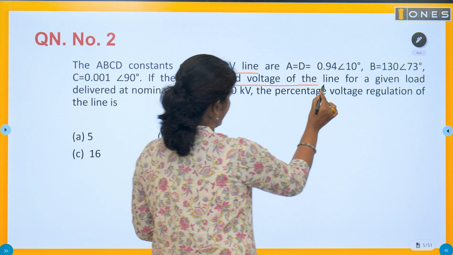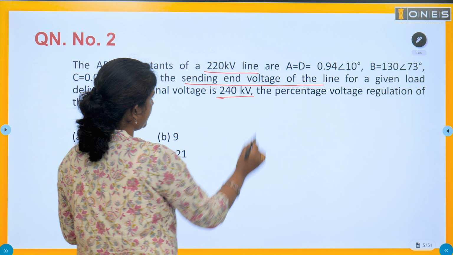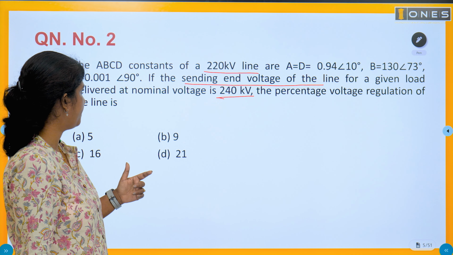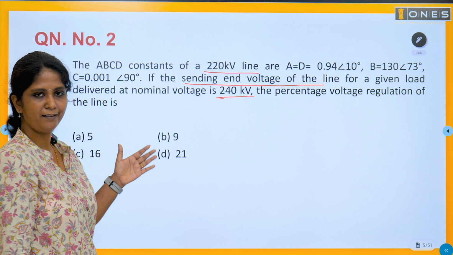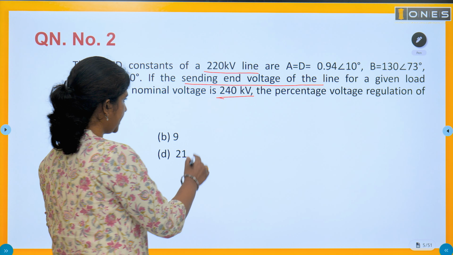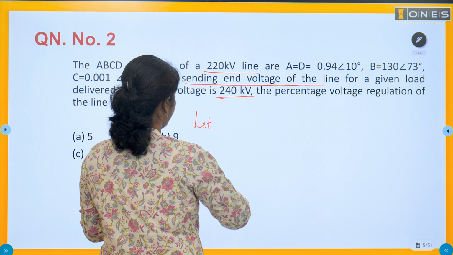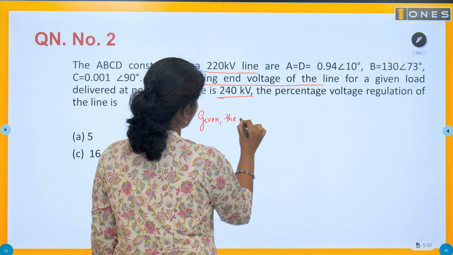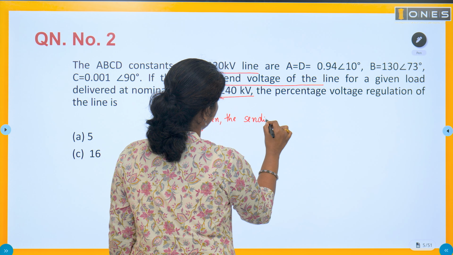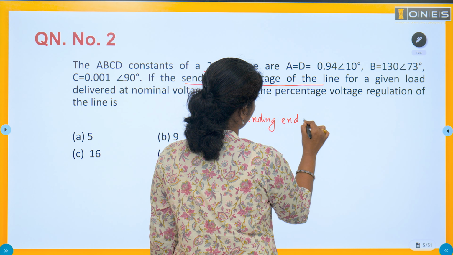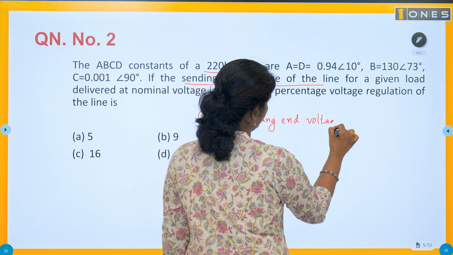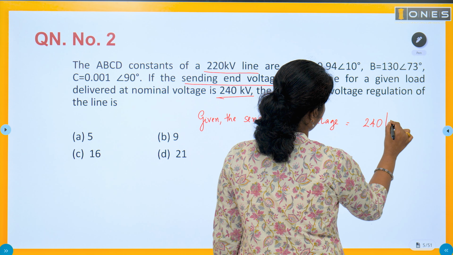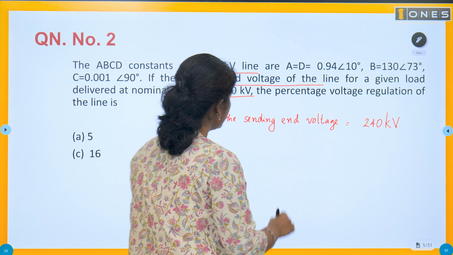The sending end voltage is specified for a given load as 240 kV. And this 220 kV is the receiving end full load voltage. Okay. So let us write the given data. Let the given sending end voltage be how much? 240 kV. 240 kV. So this is the line voltage.